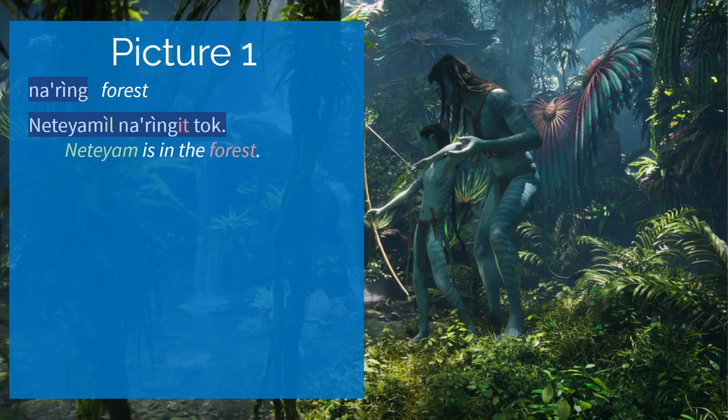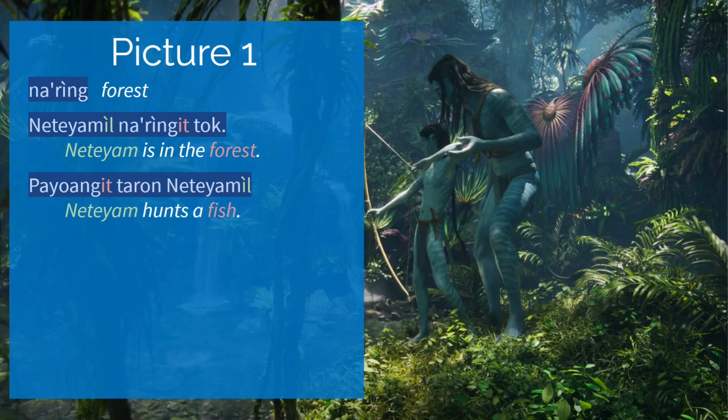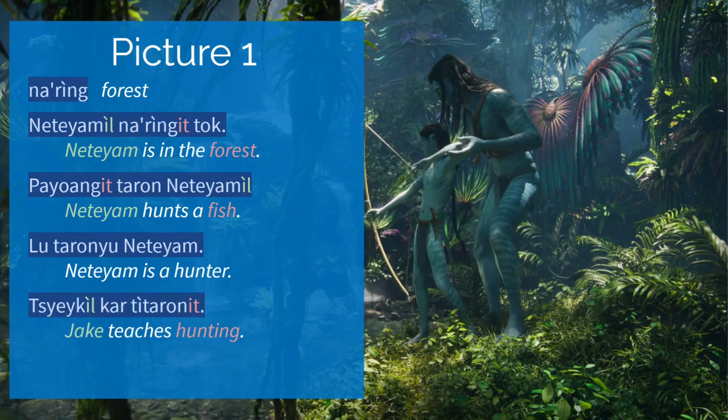Then we had these sentences. Niteyamil narengit dog. So Niteyam is in the forest. Payoangit daron Niteyamil. Niteyam hunts a fish. Lu daronyu Niteyam. Niteyam is a hunter. Okay, actually he is probably not a hunter yet, but he hunted the fish, so I think the sentence is valid. Tsiekil gar detaronit. Tsiek teaches hunting.